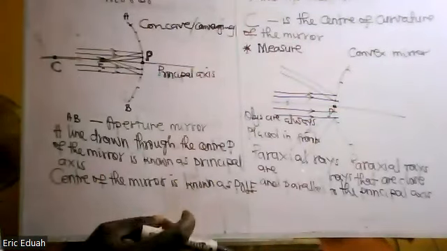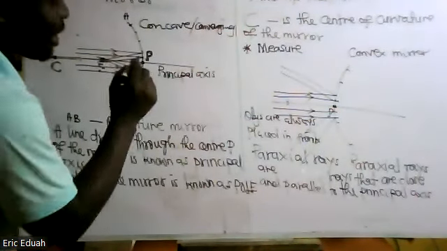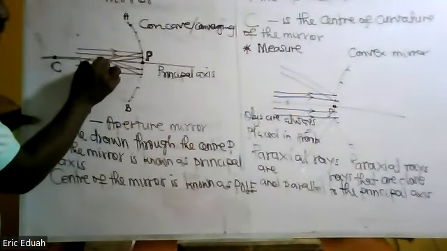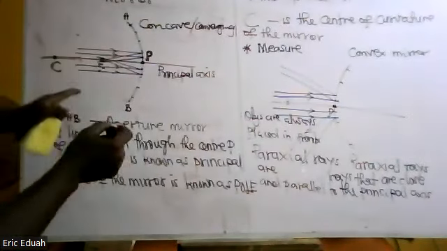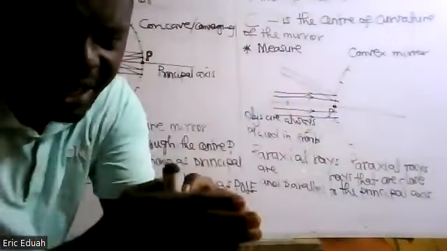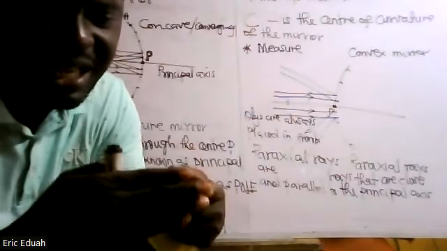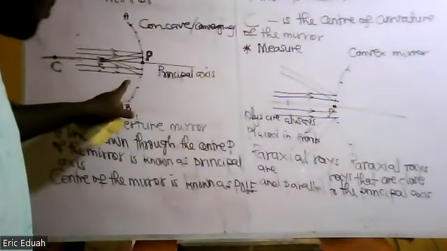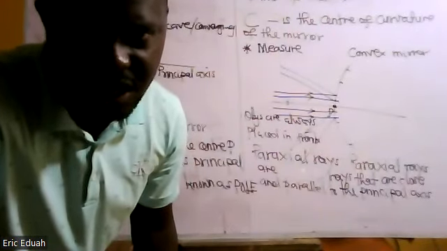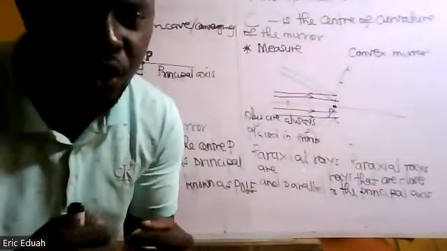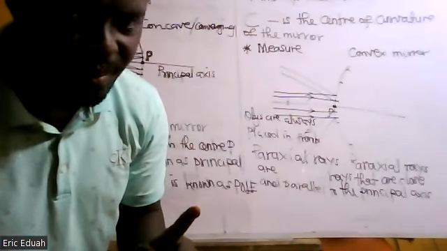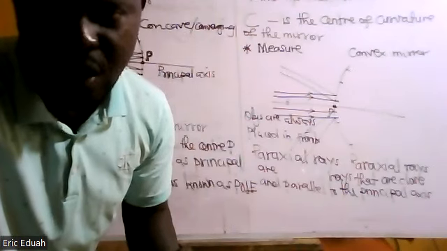Now, experiments have shown that whenever paraxial rays hit a concave mirror, they all converge at a point on the principal axis. This point where paraxial rays converge on the principal axis after reflection, in a concave mirror, is what we call the principal focus. Please, are you okay?